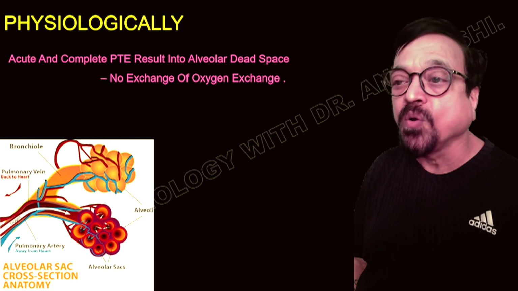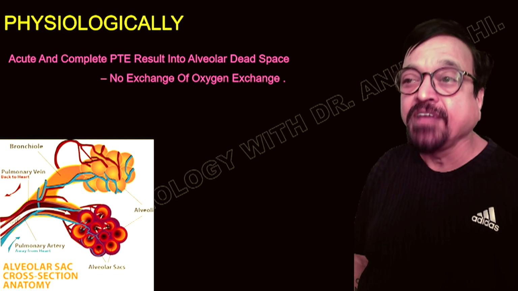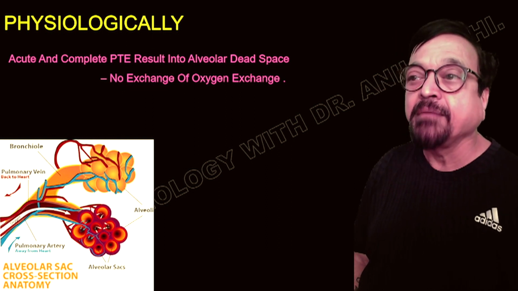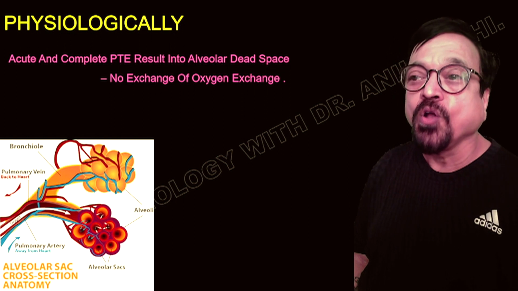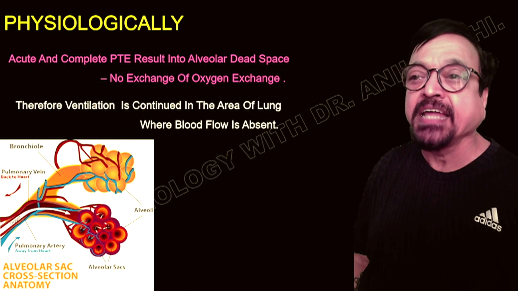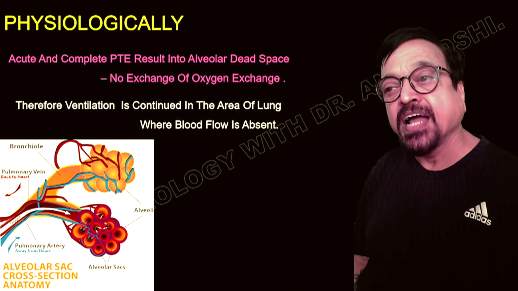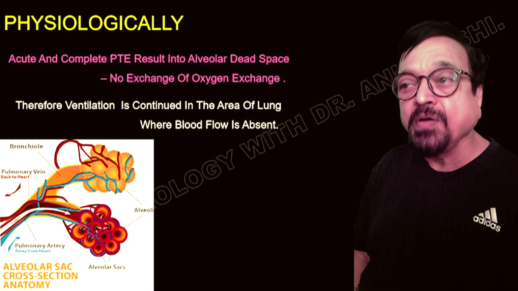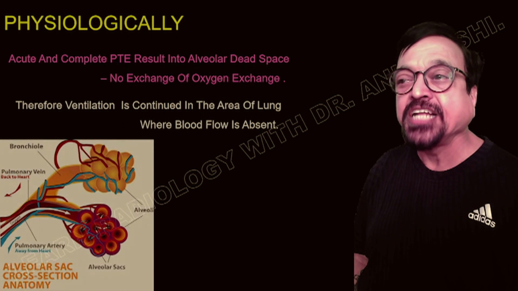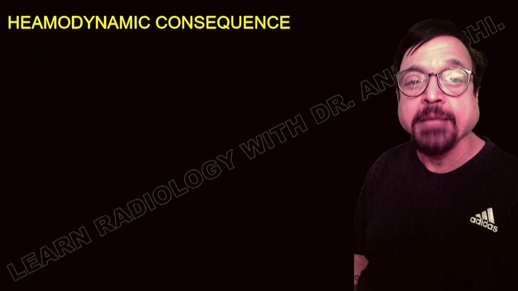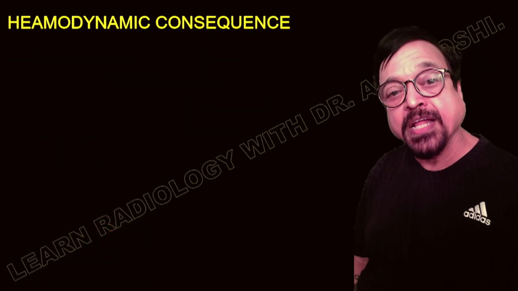Now if you see the lower image, you will see all the alveoli are obliterated by the blood. So there will not be any exchange of oxygen taking place in these. Therefore, ventilation is continued in the areas of lung, particularly in the bronchiole. However, there will not be any exchange of the oxygen. So this is an important thing to understand about how a pulmonary embolism affects it.